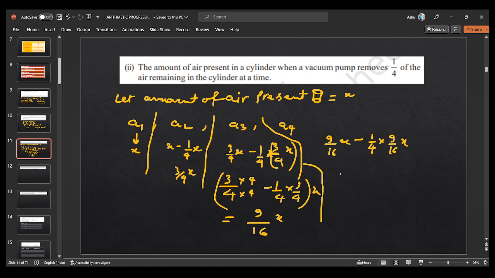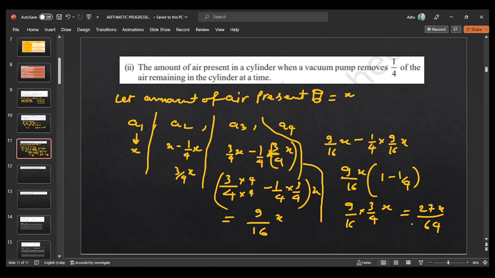This will be, if we take common 9 by 16 x, we get 1 minus 1 by 4. So 4 minus 1 will be 3. 9 by 16 into 3 by 4 x. Clear? That will be 27 x by 64.